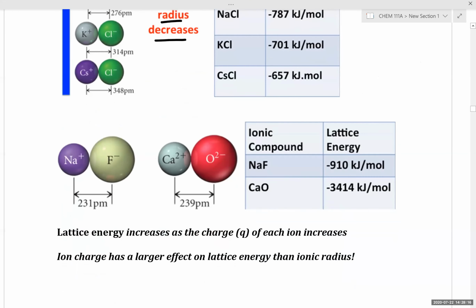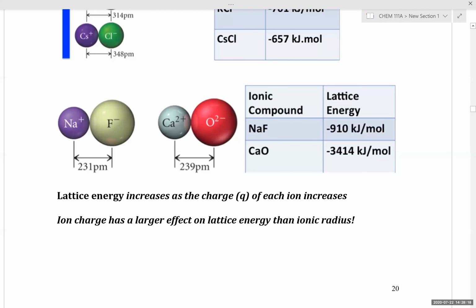Likewise, looking at charge dependence, if we compare, for example, sodium fluoride and calcium oxide, where we have about the same distance, about the same relative ion size. In sodium, we have +1, fluoride is -1. Calcium, we have 2+, oxygen is 2-. Comparing sodium fluoride to calcium oxide, which species has the larger lattice enthalpy?